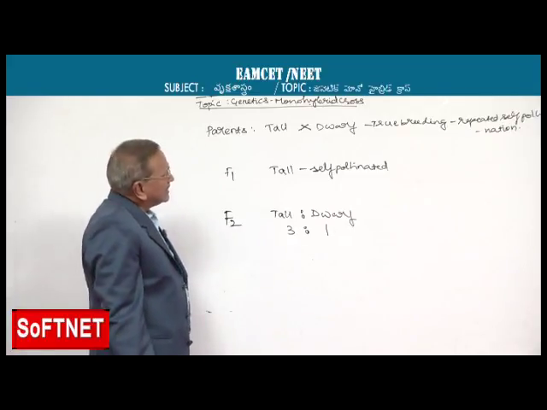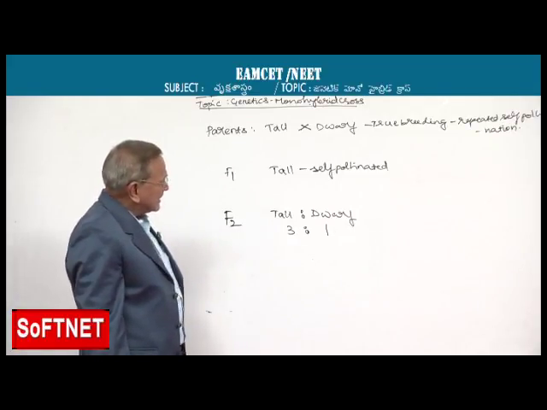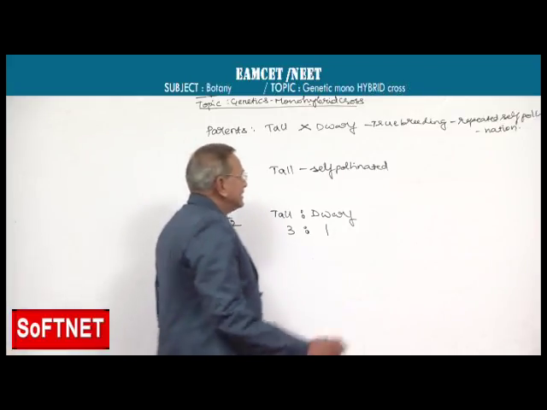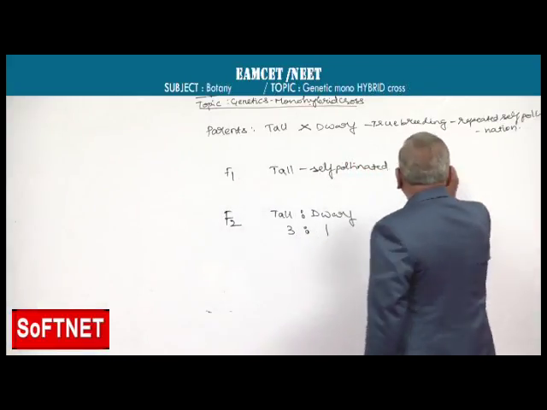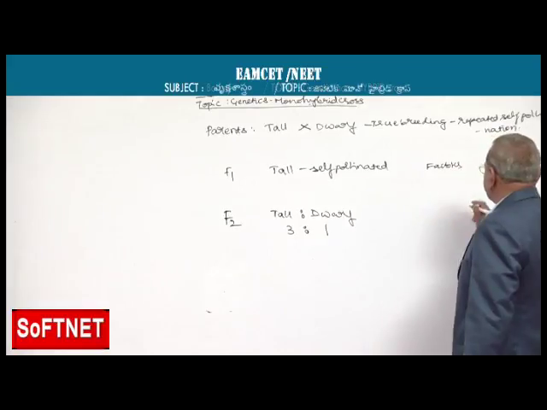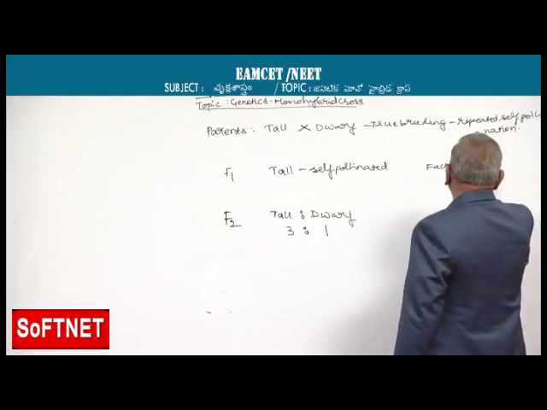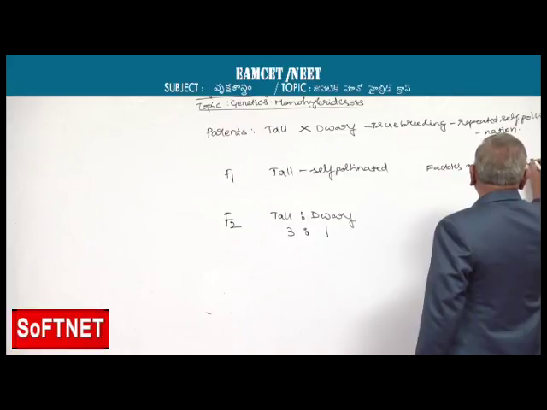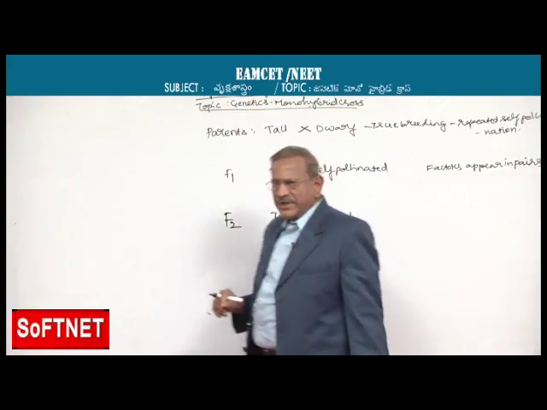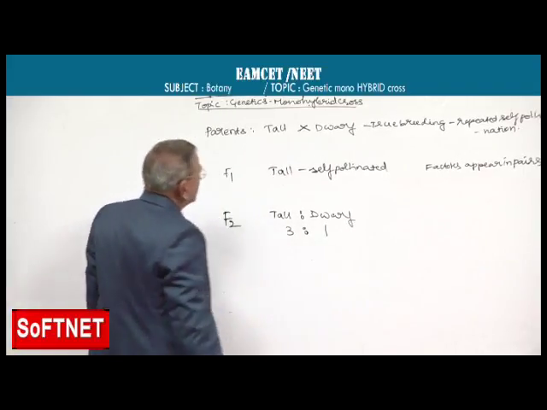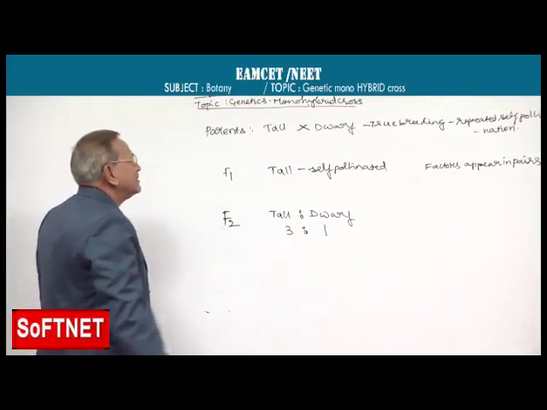And what were his observations? Let us consider the observations of Mendel. First, the traits or factors, genes. The term used by Mendel for genes is factors. Factors appear in pairs. How did he come to that particular conclusion?